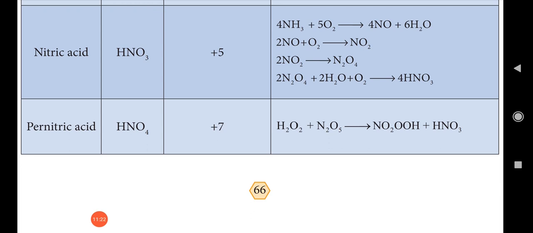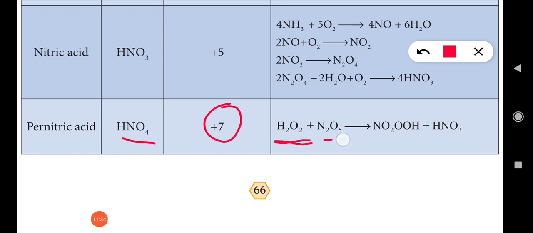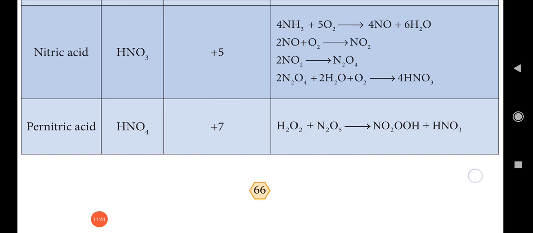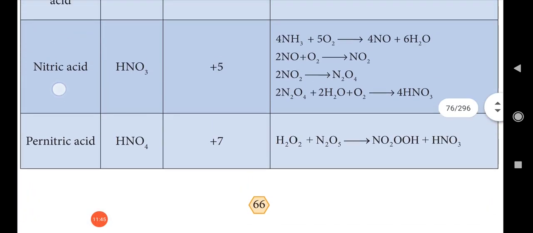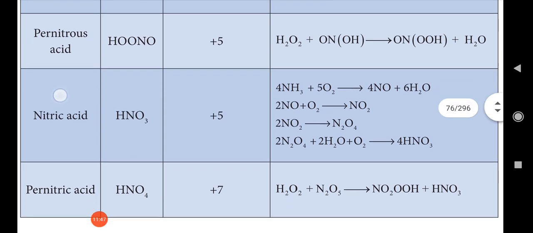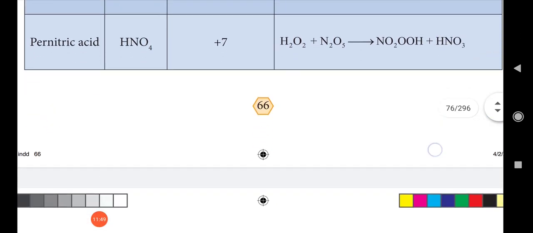Then pernitric acid. Pernitric acid exists in +7 oxidation state. It is also prepared from hydrogen peroxide. When hydrogen peroxide is treated with nitrogen pentoxide, it will form pernitric acid. Okay, that's all about the preparation of oxoacids of nitrogen. So nitrogen compounds are over.